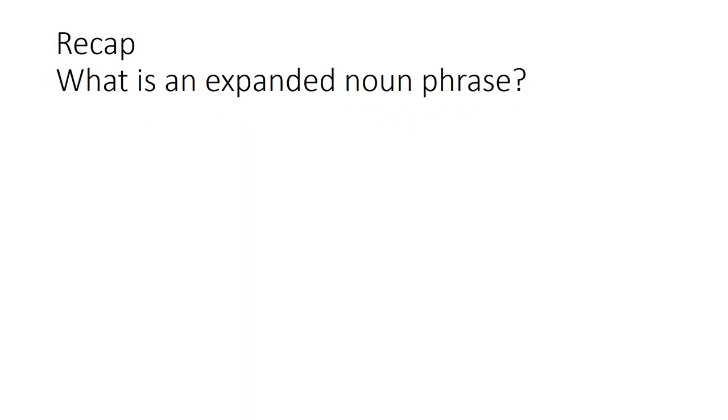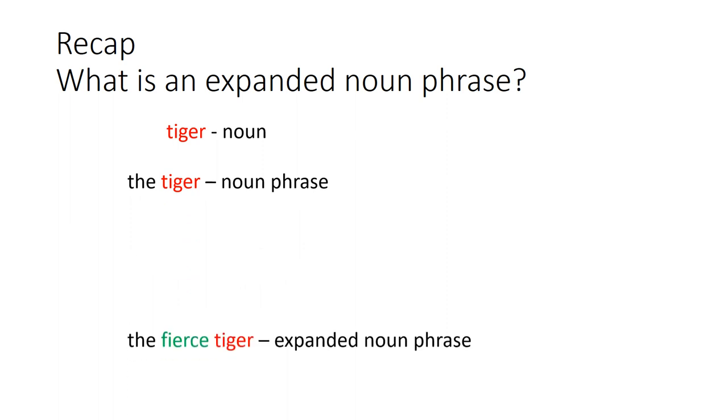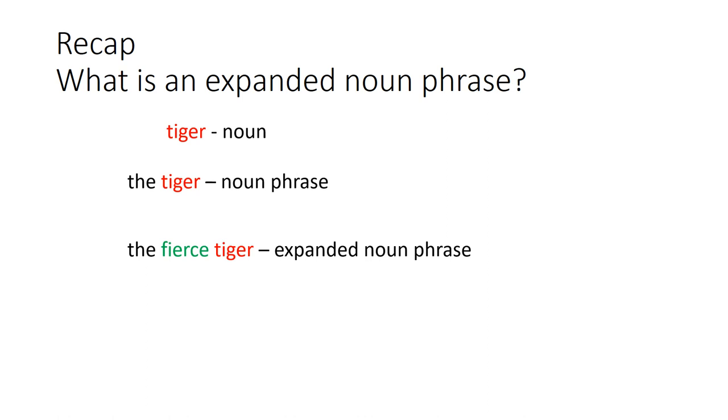Right, so you've been asked to use expanded noun phrases. So let's recap what they are. An expanded noun phrase is when you're describing a noun. More so, it's when you use an adjective before the noun when describing it. So, for example, tiger is a noun. The tiger is a noun phrase. And then, the fierce tiger is an expanded noun phrase because I've used the adjective fierce before the noun tiger.